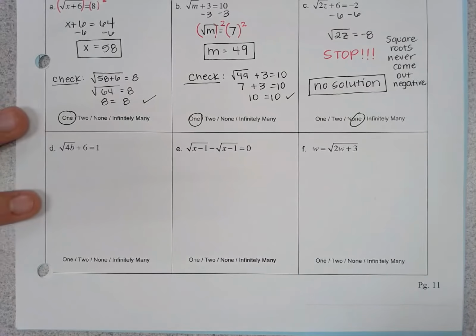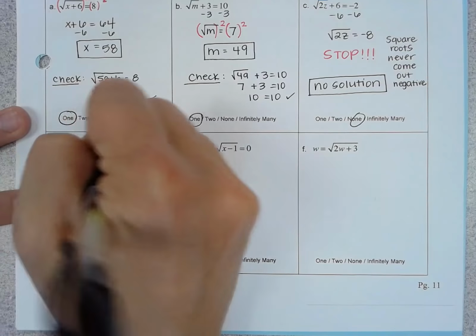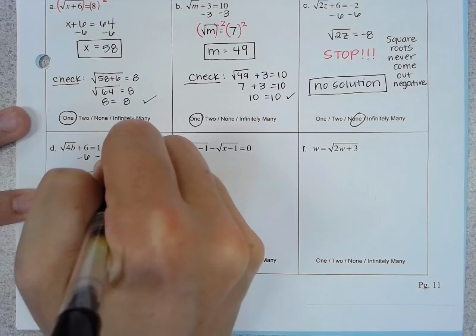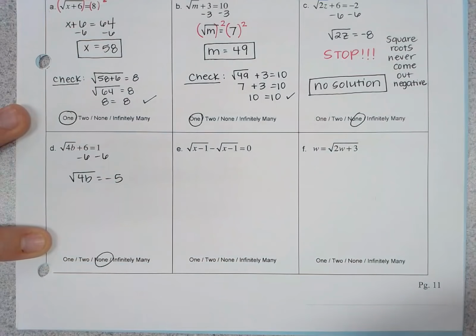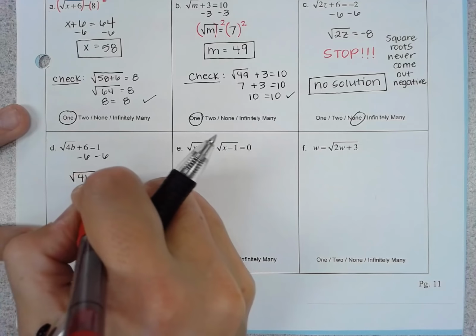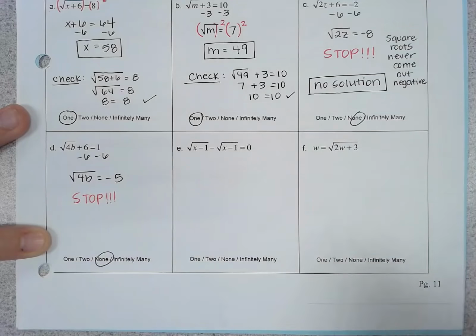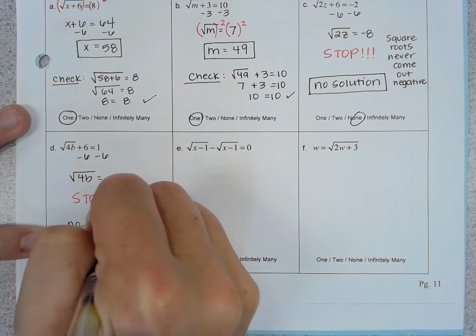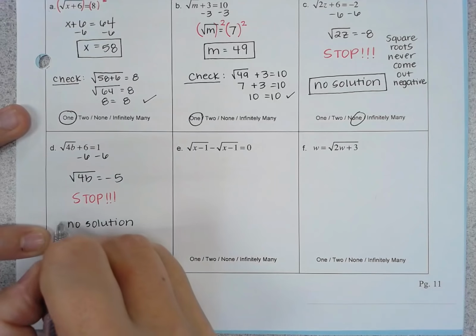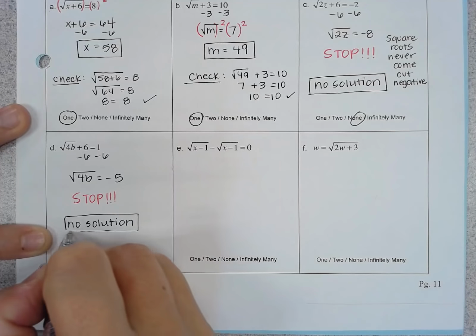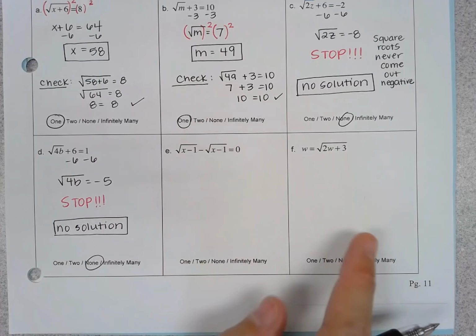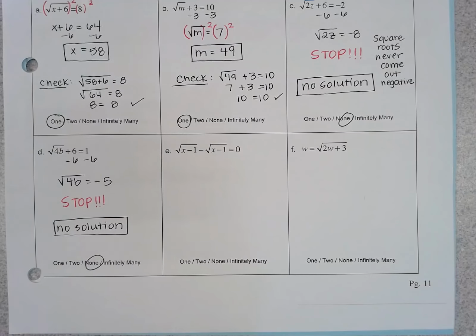And so when you're doing your work for letter D, you'll minus the 6 from both sides. So the square root of 4b is equal to negative 5. And so that's again when you stop and you recognize that this one also won't have a solution. So this will be no solution. Or if you want to be fancy, you can write no real solution. That's fine too. But there's not an answer to this question. It doesn't have an answer. So E and F both have answers.